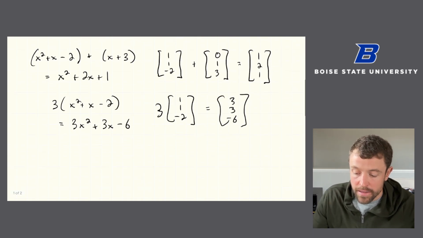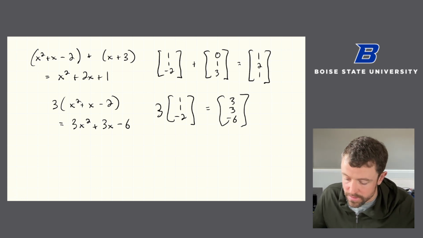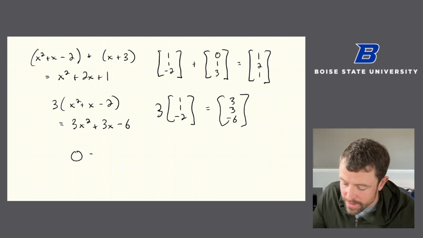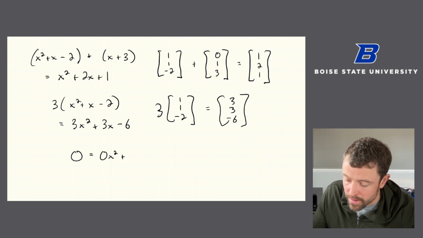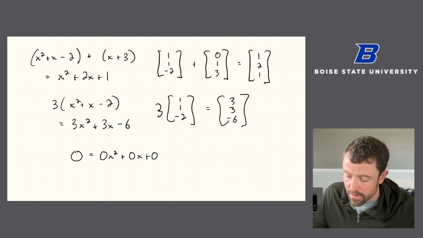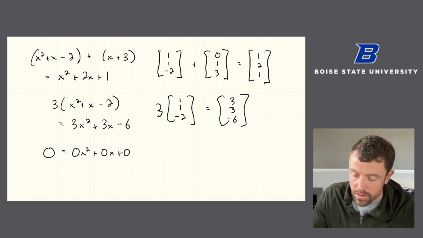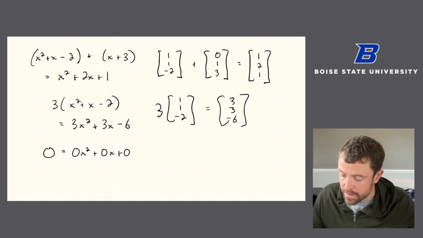And then finally, we shouldn't skip this. If I have 0 over here in P3, that's really 0x squared plus 0x plus 0. Under this correspondence that I've defined, this thing corresponds to the 0 vector in R3.